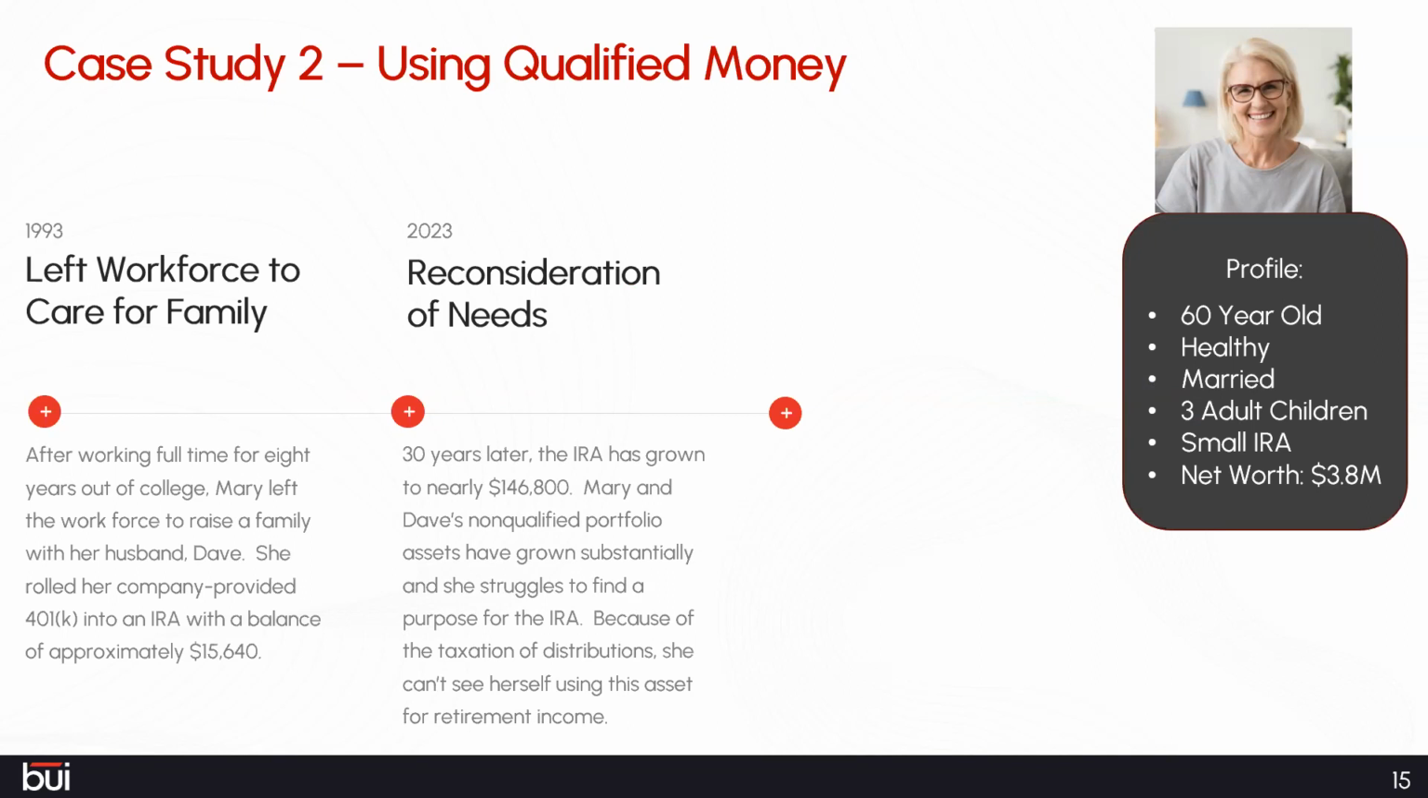And now, even at age 60, where she's no longer penalized, she's struggling to find a purpose for the funds. Every distribution is fully taxable, so she prefers to access funds from her non-qualified assets. And then, what to do with the IRA? It's not an efficient transfer asset. At the same time, Mary is a very private person. We all know this person. We all have clients or family members who are this person.